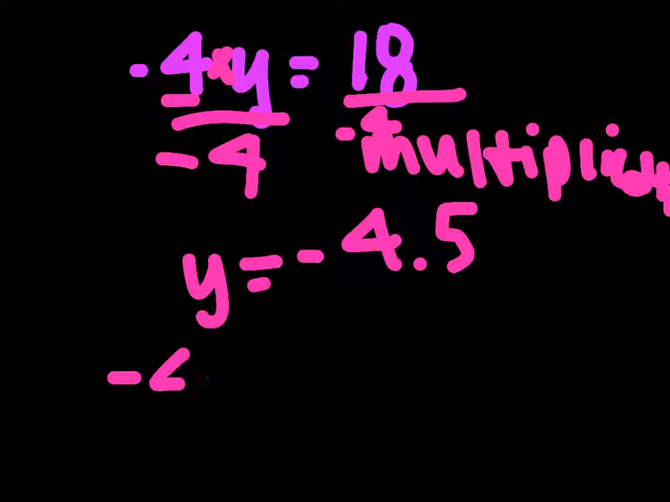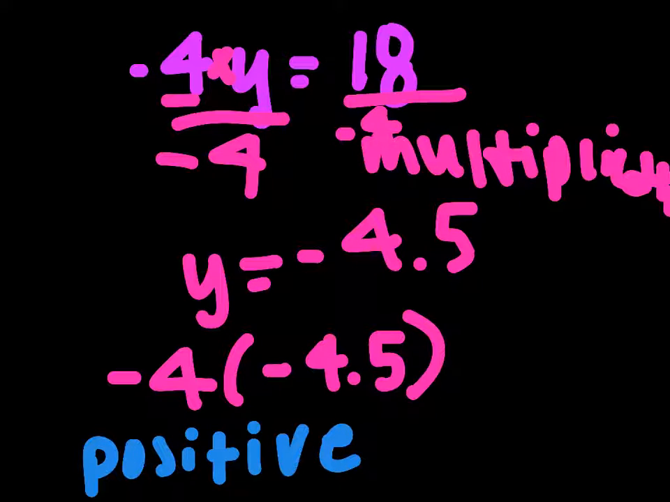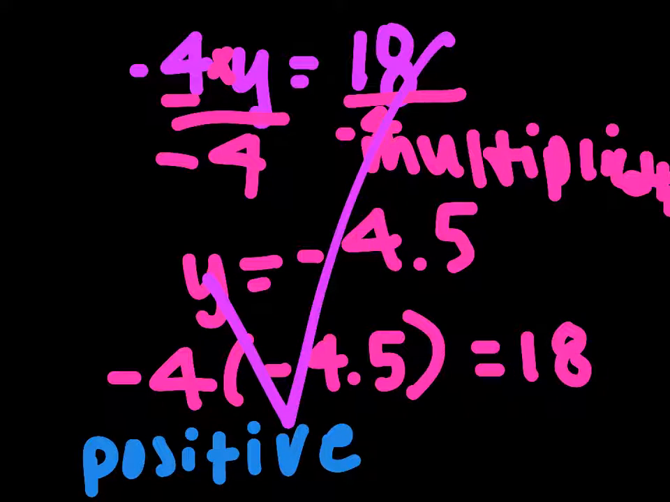So now let's put it back together. So negative 4 times negative 4.5. Okay, and we've learned before that a negative times a negative is always a positive. So then that means that our number is positive 18. Does it check out? Yep, we got the right answer.